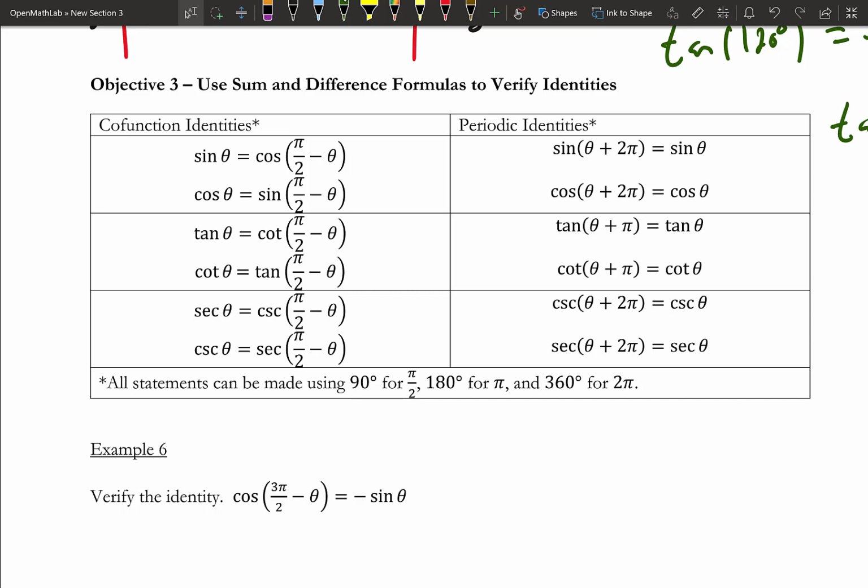All right, so the next objective is using the sum and difference formulas to verify identities. So we have some new identities here, cofunction and periodic identities. You can see those listed there. And notice it says, all statements can be made using 90 degrees for pi over 2, 180 for pi, and 360 for 2 pi. So you can transfer those to degrees or radians, however you would like.